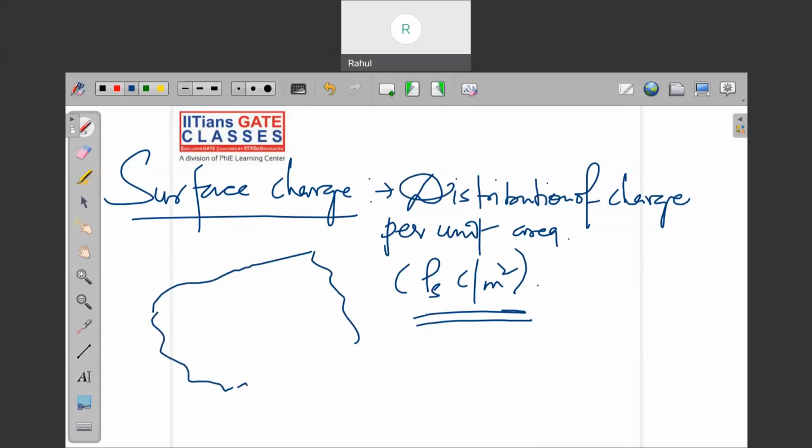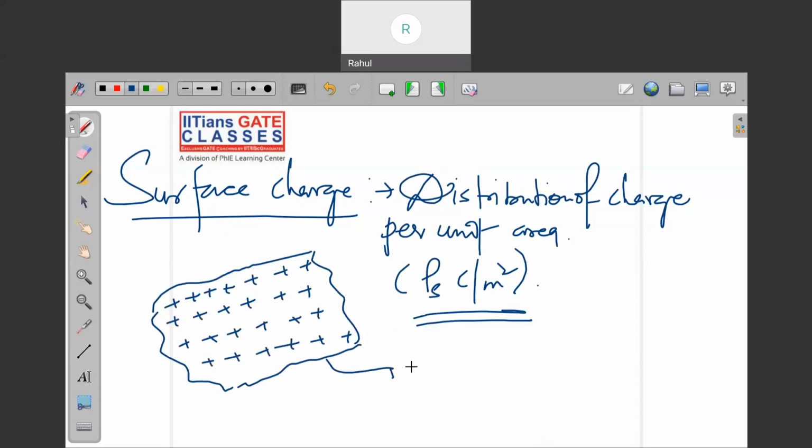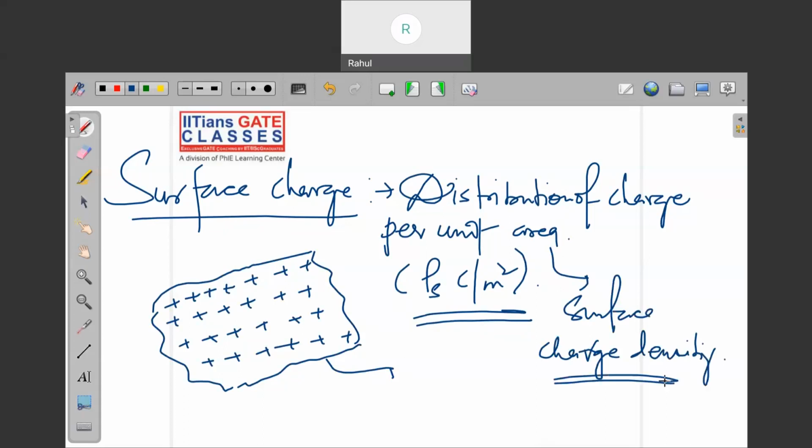And here the charges are distributed, you can say plus plus plus. So it has the surface charge density. This is known as the surface charge density, rho s, Coulomb per meter square.